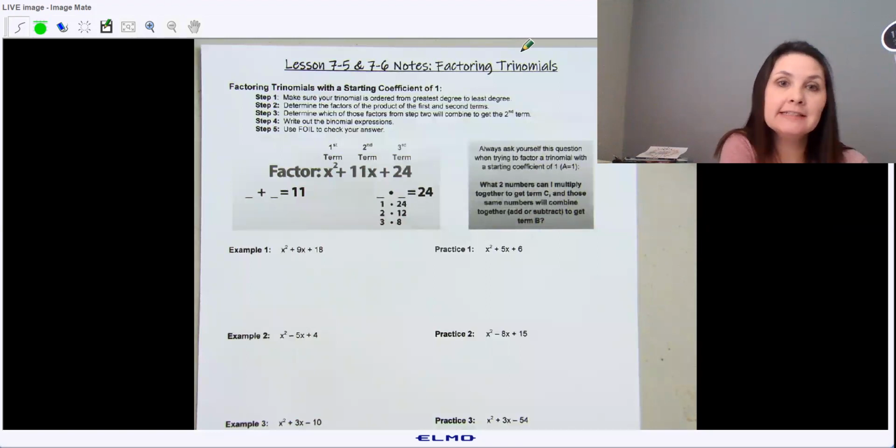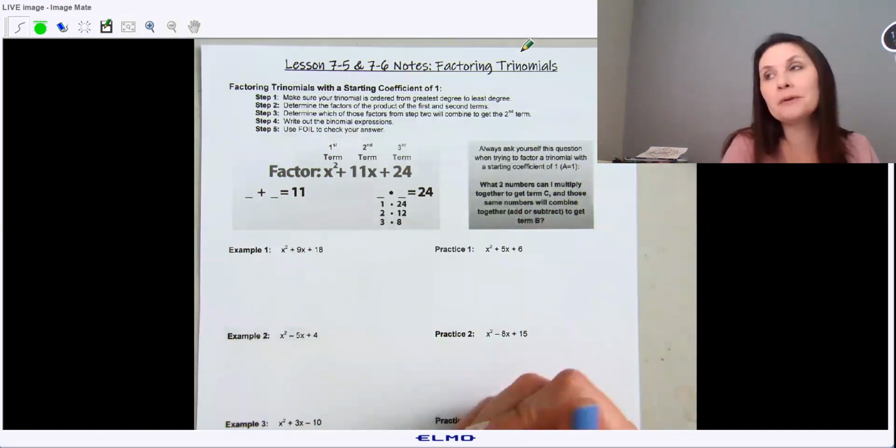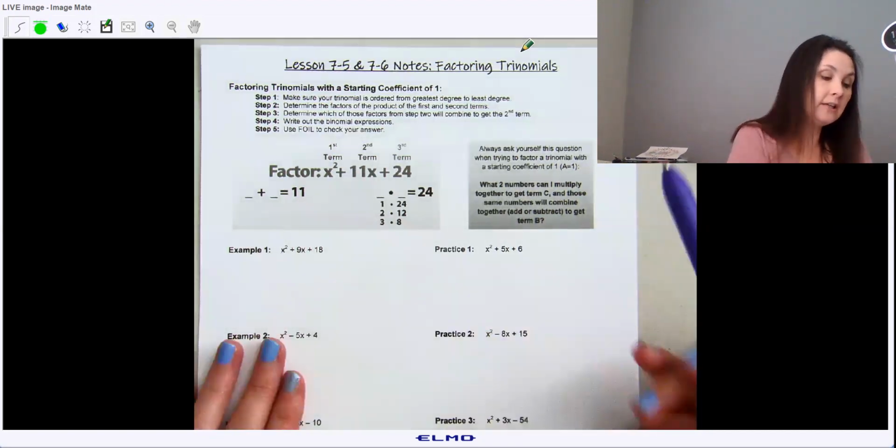I'm combining two lessons, 7-5 and 7-6, and it is factoring trinomials. Basically this is the backwards or reverse order of when we used FOIL in our last lesson. And so we're just taking the trinomial and putting it back into a binomial. Okay, so let's get started.